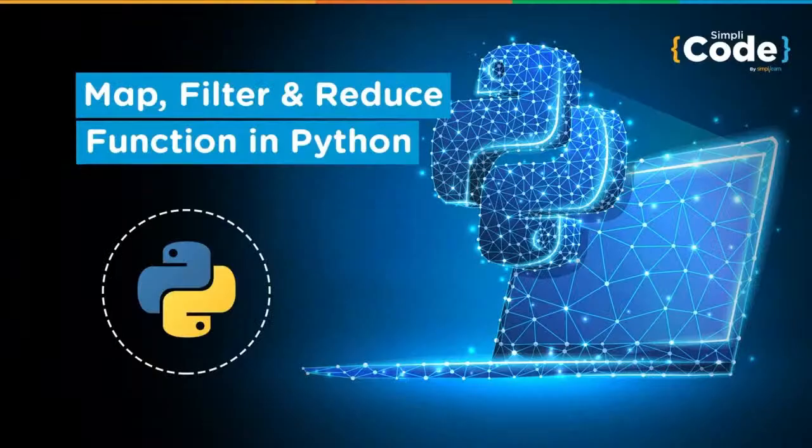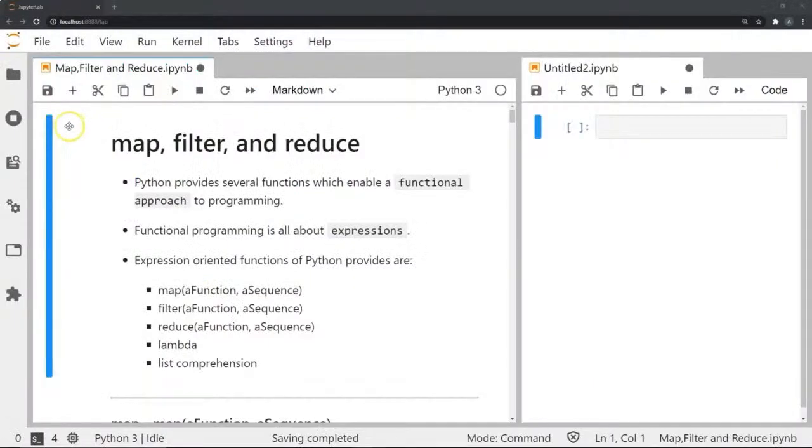In this video, we will be covering the topics of map, filter, and reduce functions in Python. Python provides several functions that enable a functional approach to programming. Since functional programming is all about expressions, some of these expression-oriented functions of Python are lambda functions, list comprehensions, map, filter, and reduce. We've already covered the topic of lambda and list comprehensions. Now let's cover the topics of map, filter, and reduce.